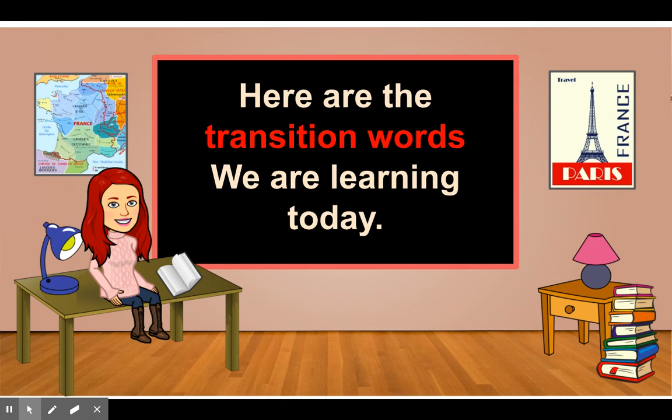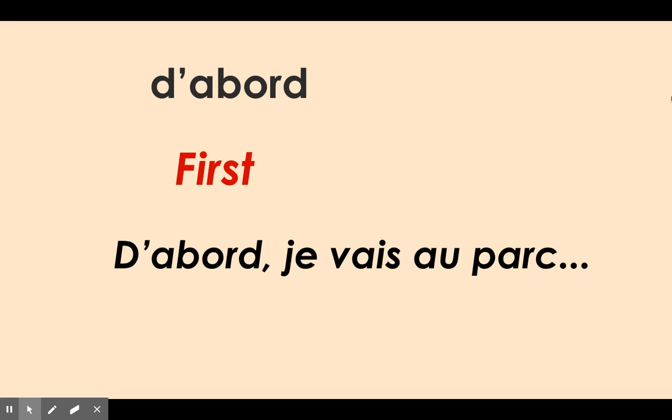So here are the transition words we're learning today, and then we're going to write some sentences and read some sentences that will help us to be sure we understand them. So in your notebook, let's copy these down. This first one means first, which is pretty funny, huh? It's d'abord. Say it after me. D'abord. Right? So first, I go to the park. D'abord, je vais au parc.